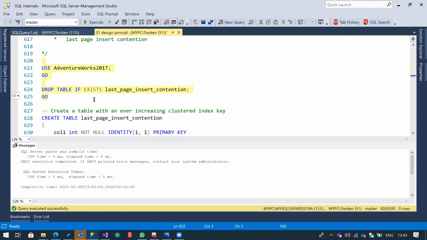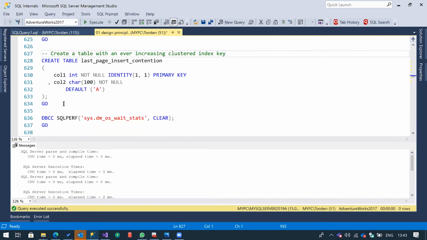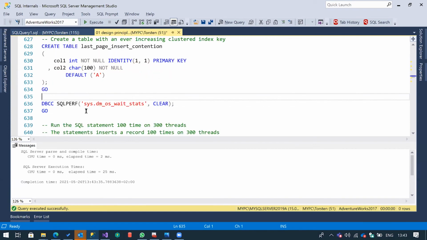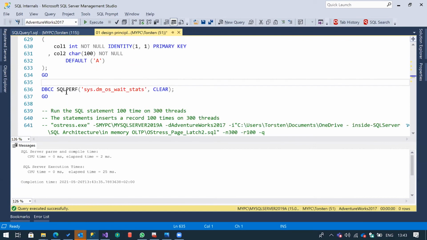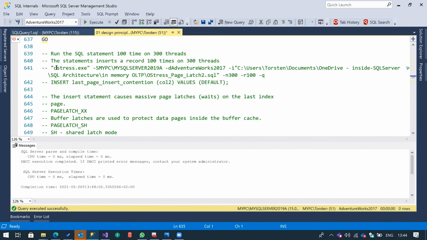I will use AdventureWorks now, so the traditional database on this storage, and I will create a table like this. Create table, column 1, identity, ever increasing primary key, and we have a filler, just to make sure that I allocate a few more bytes than just 4 bytes plus 7 plus 2. So these are the internal bytes which I have to allocate for every insert. I just want to make sure that we have more than just one page when I insert a few thousand records here. I will clear the wait stats another time, and this should work.